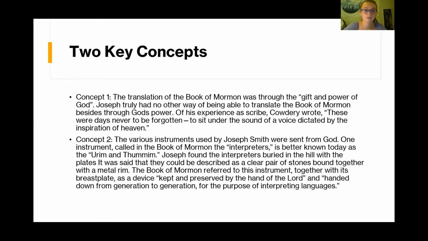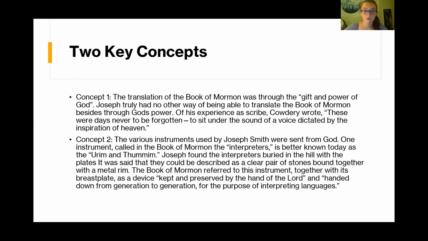And the second concept I wanted to focus on was the actual instruments themselves. A lot of the talks and scholarly articles focused on the instruments, which were sent from God as well. One instrument, called in the Book of Mormon the interpreters, is better known today as the Urim and Thummim. Joseph found the interpreters buried in the hill with the plates, and they could be described as a clear pair of stones bound together with a metal rim.